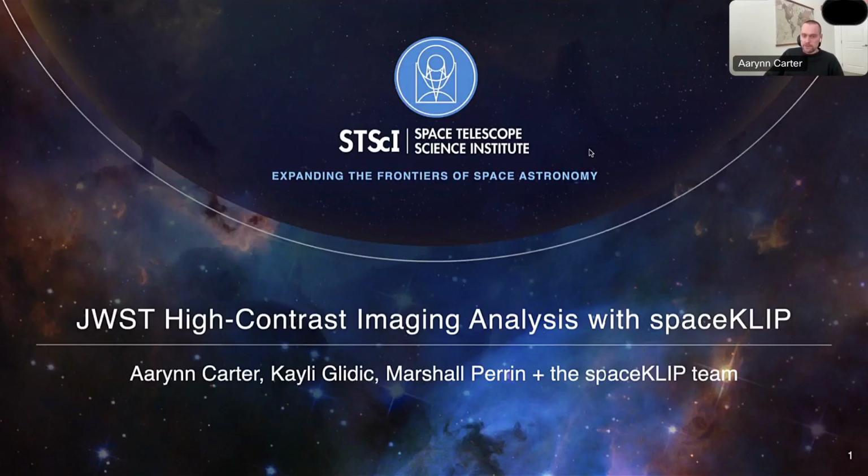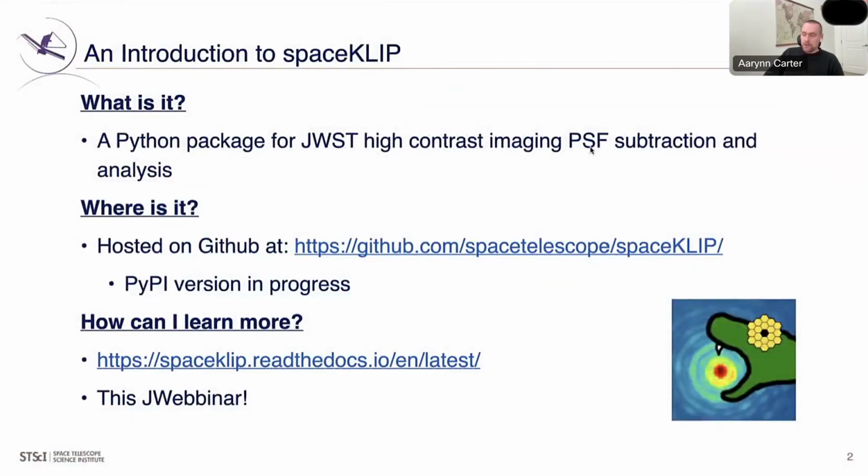I'm going to give an overview of this tool called spaceKLIP. So what is spaceKLIP? The idea is that it's a Python package to help with JWST high contrast imaging, PSF subtraction, reduction, and analysis. At the moment, we host it on GitHub at this particular GitHub link under the Space Telescope umbrella.